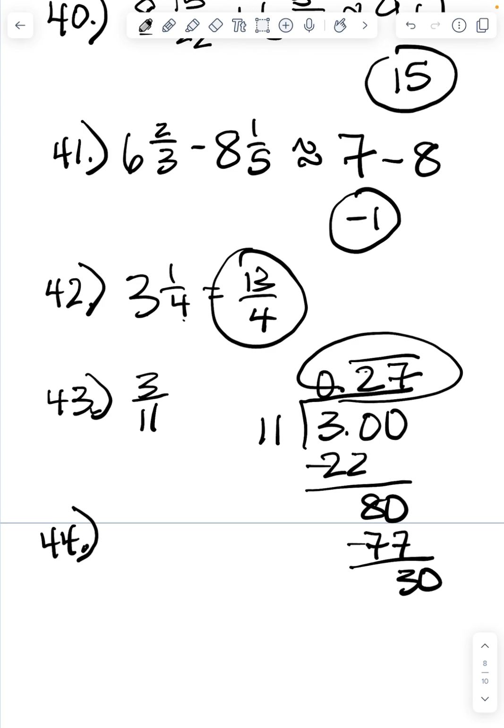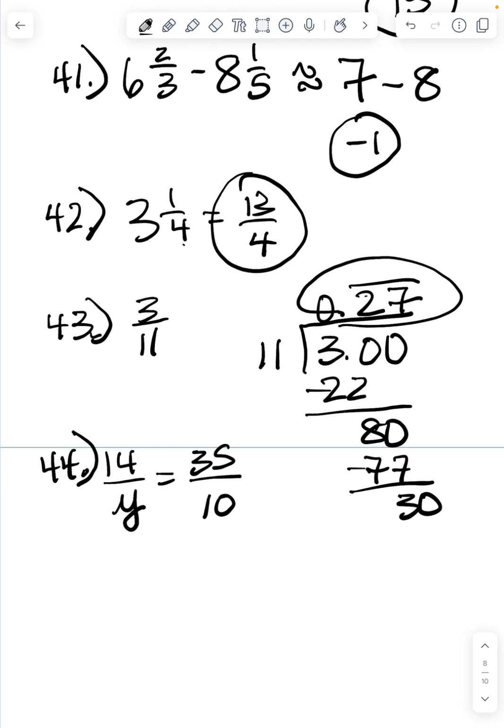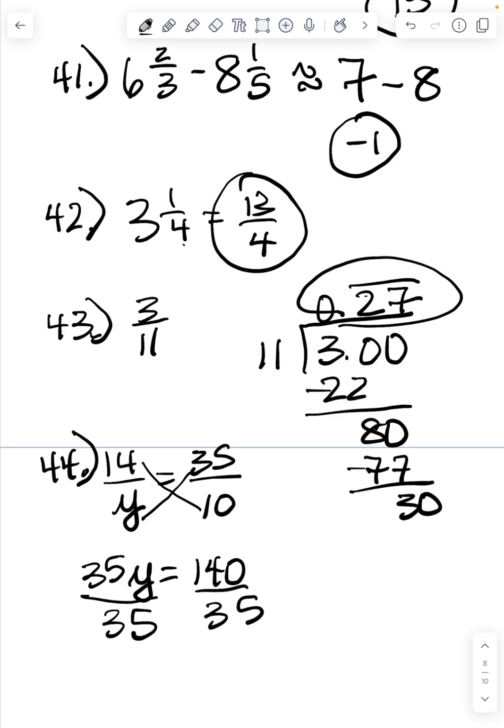Solve each proportion. 14 over y equals 35 over 10. So cross multiply, we end up with 35y equals 140. Divide both sides by 35. Y equals 4.